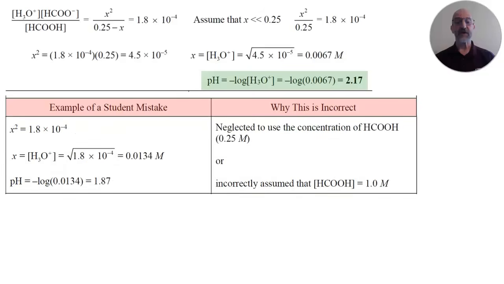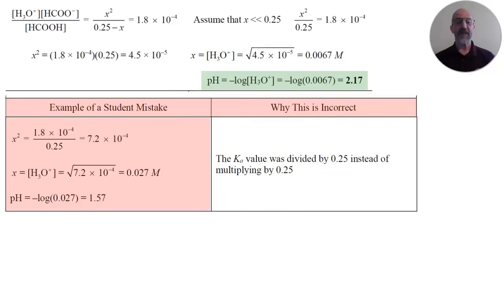Here is another example of a student mistake. So they have x squared is equal to 1.8 times 10 to the negative 4, which is actually the Ka. So they either neglected to use the 0.25 molar in their setup, or they incorrectly assumed that the concentration of the weak acid was 1 molar. So there's no 0.25 molar used in their setup, so they got the wrong pH value. And here is another example of a student mistake. They accidentally divided by 0.25 instead of multiplying by 0.25.